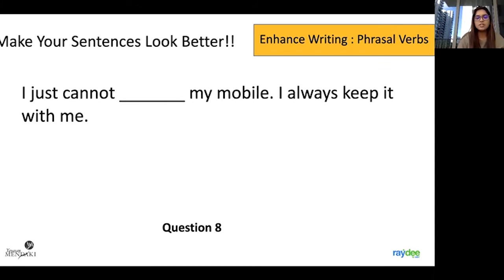I just cannot what my mobile. I always keep it with me. So instead of saying I cannot part with my mobile, or I cannot put down my mobile, we use the word I just cannot put away my mobile. I always keep it with me.